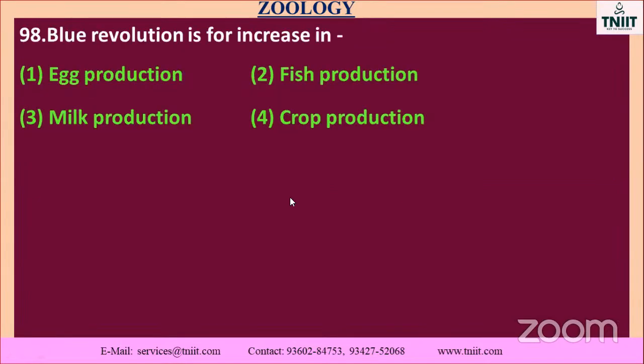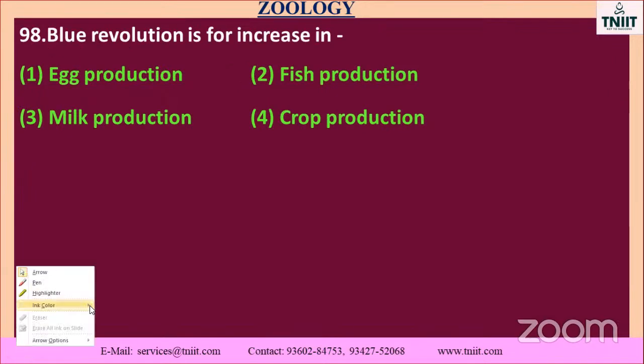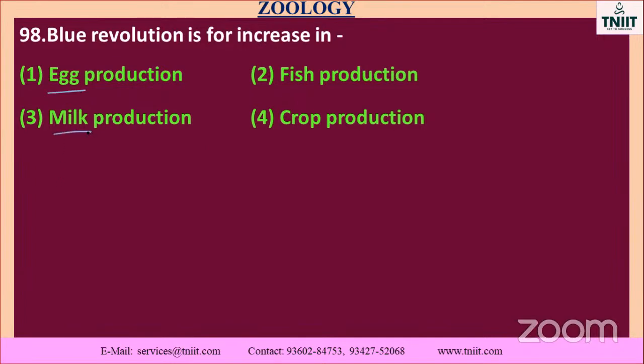And then the blue revolution. Already we discussed, blue revolution is nothing but which one? Egg production? Is it correct? White milk production, crab production, fish production. So these are the options, isn't it? Crab means green, milk means white, egg also white, and fish means blue. So this option is correct.